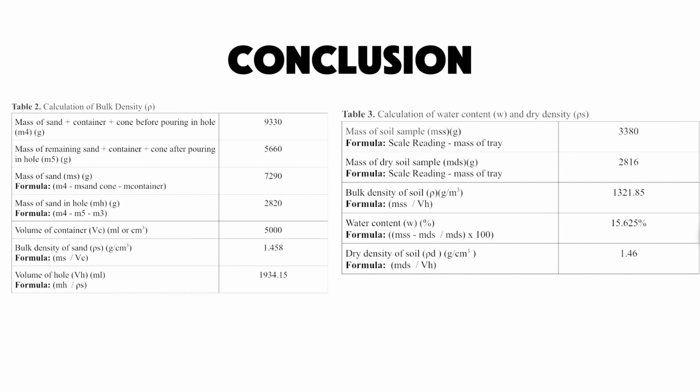In conclusion, the sand cone replacement method remains a valuable tool for field density testing, provided that proper calibration, standardized procedures, and careful handling are observed. The results obtained in this experiment contribute to a better understanding of soil compaction and its implications for construction projects, reinforcing the importance of field density in engineering and geotechnical applications.